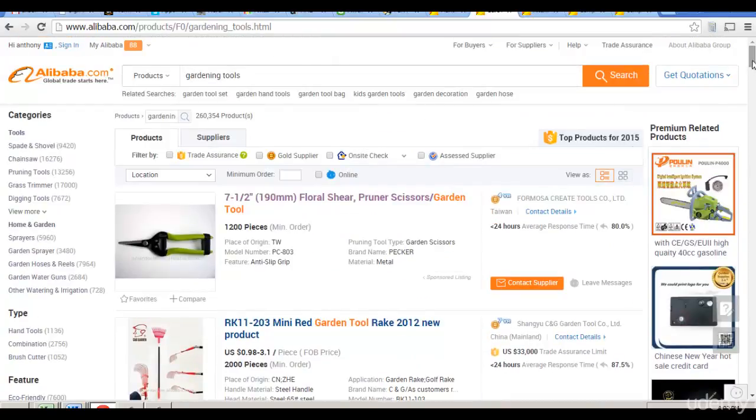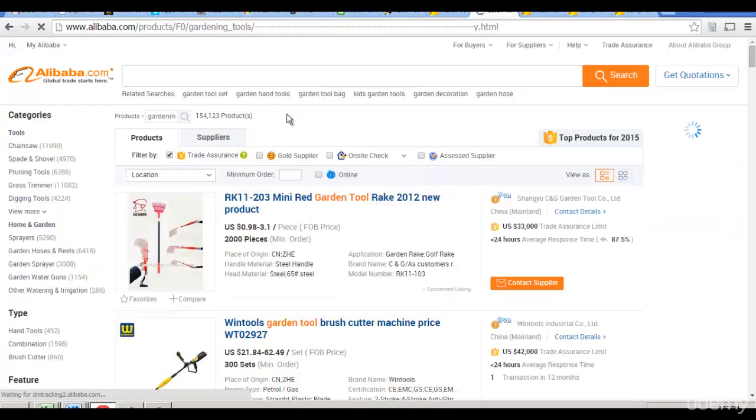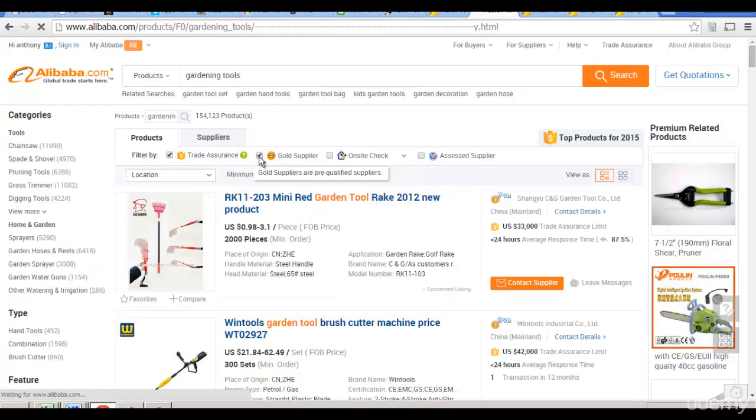And obviously you see a whole list of different products here. And I've talked about it in other lectures, how to break down these search results, so how you could break it down by minimum order or what have you. Well, how do you make sure that you're going to only work with the best suppliers? Well, first of all, you should be filtering it by trade assurance, okay? And also by gold supplier. Those are two different things that I highly recommend you break down all your searches by.